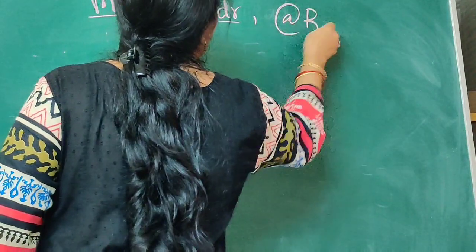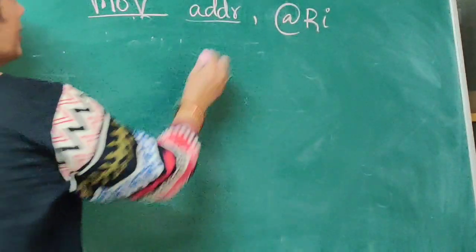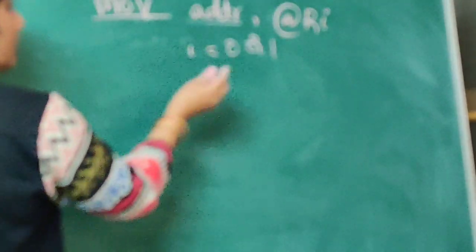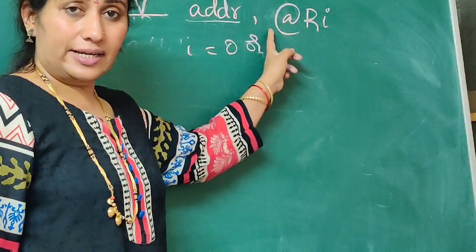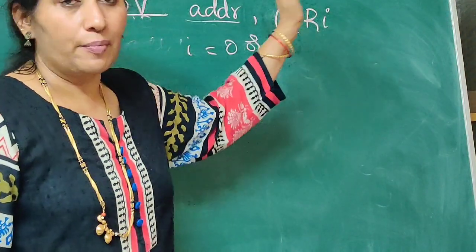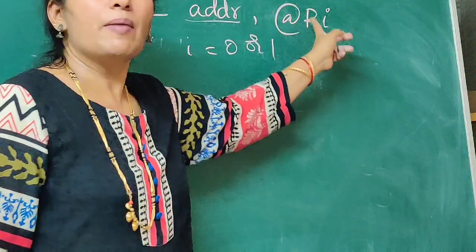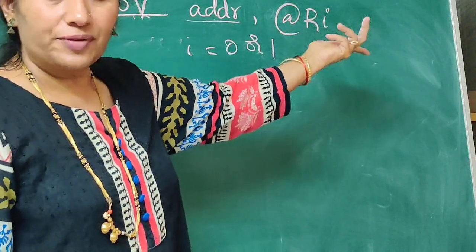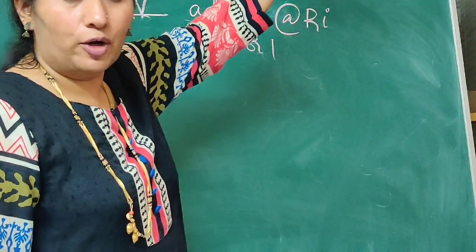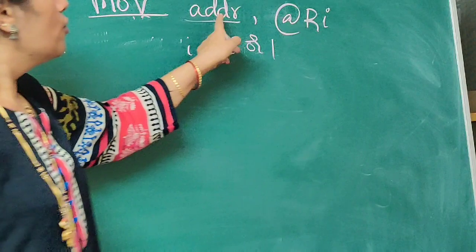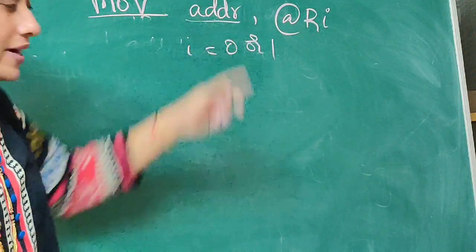Next instruction, move address comma at RI. Indirect addressing mode instruction ade. ಏನಂತಾರೆ, I can take up the value 0 or 1. What is going to happen when this instruction gets executed? The content of the memory location. ಯಾಕಂತಂದ್ರೆ at ಮತ್ತೆ r0 ಅಥವಾ r1 ಅಂತ ಬರ್ದ್ವಿ ಅಂತಂದ್ರೆ it is the memory pointer which is pointing certain address of the memory location. So the content of the memory location whose address is held by r0 or r1 will become the content of the address, specified address.